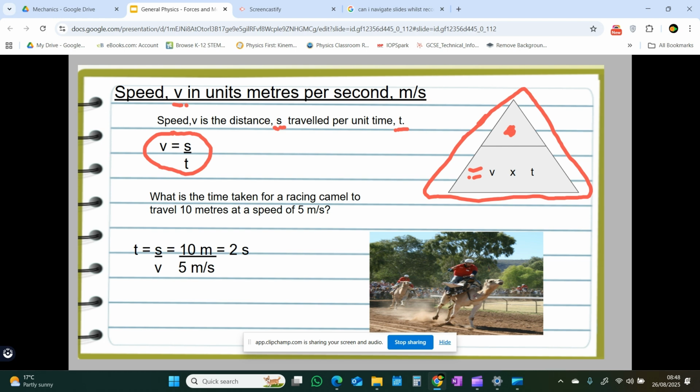What is the time taken for a racing camel to travel 10 meters at a speed of 5 meters per second? If we cover up t in our triangle, or we rearrange the equation, we're given that time equals distance s divided by speed v. Putting in our numbers, we have 10 meters for the distance, and we're going to divide by 5 meters per second for the speed, and 10 divided by 5 gives us 2 seconds.